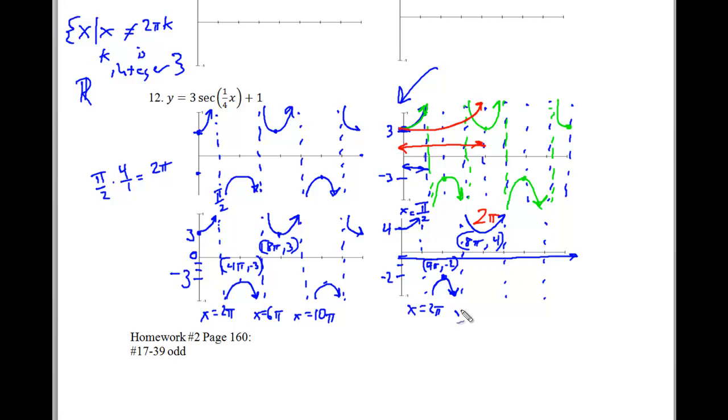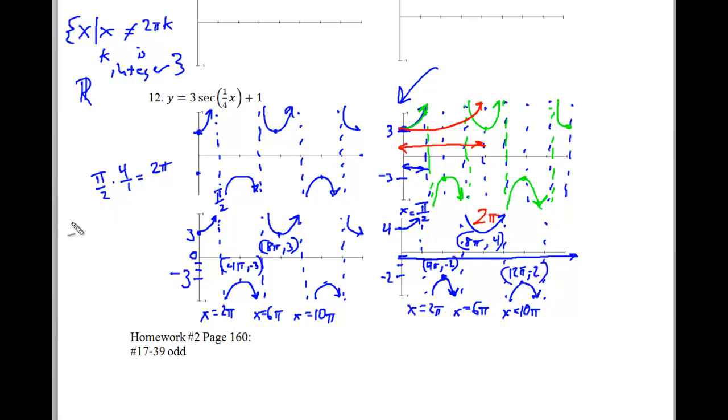And then again, these asymptote lines do not change because this is a shift up and down, which doesn't shift it left or right. That's for the next section. So now let's plot this last point in here. This is going to be 12π, since this goes 2, 4, 6, 8, 10. This is going to be (12π, -2).